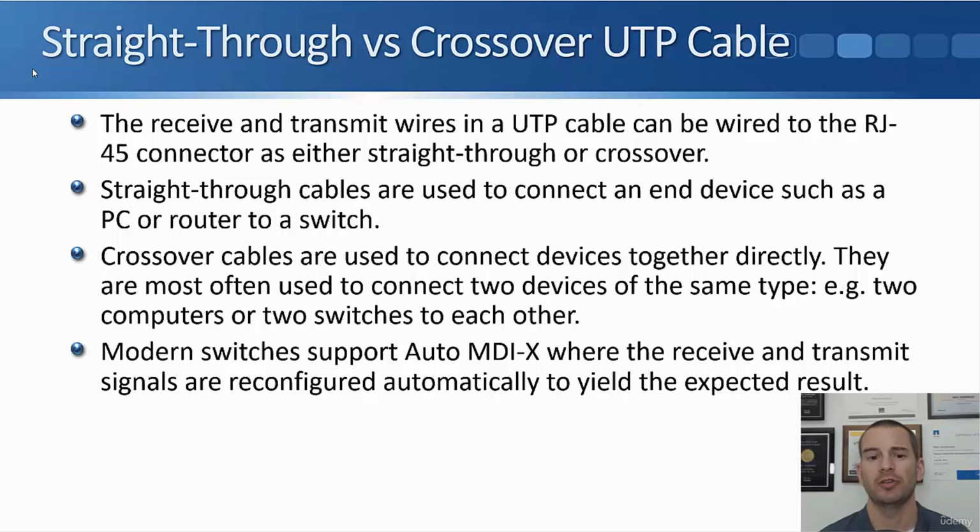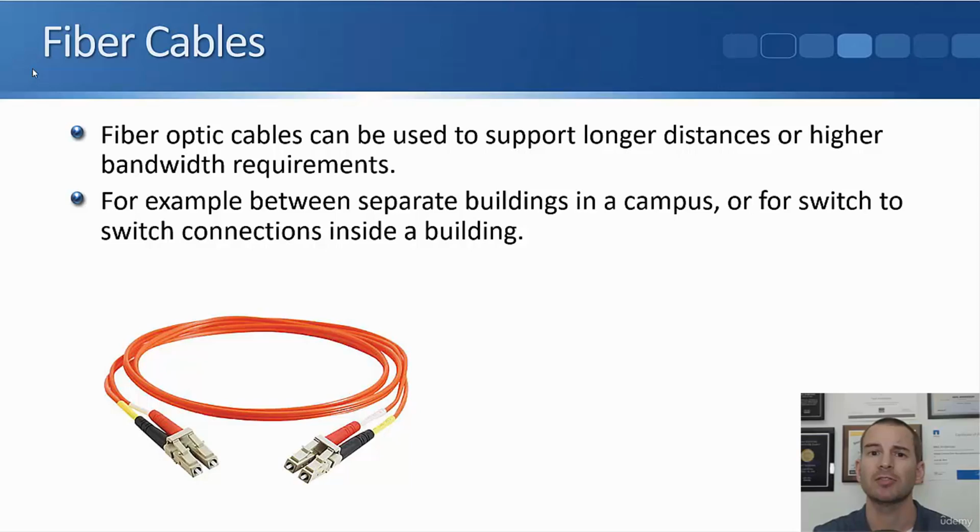However, modern switches support Auto MDIX, where the receive and transmit signals are reconfigured automatically to get the expected result. So with modern switches, you don't have to use a crossover cable. You can use a straight through cable as well, and that will still work. So the normal way to do it is a crossover, but really with modern switches, a straight through will work just fine as well. But if you are going to use a straight through, do check that it does support Auto MDIX. Okay, so that was our copper cables.